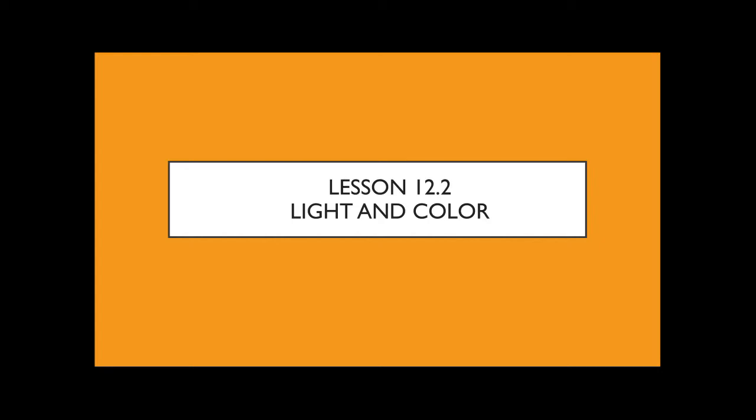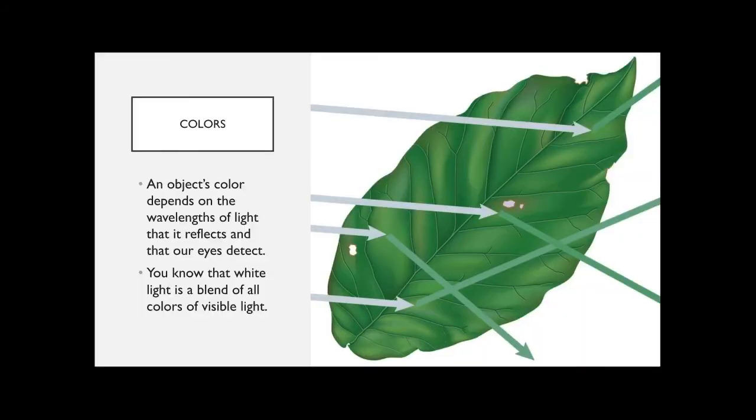In section 12.2, we are going to talk about light and colors and how we see colors, how our eye deciphers it, and what it means when we actually see an object that has a specific color. So the first thing that you need to know is that when you see the color of an object, it's actually because of the wavelength of light that that object is reflecting, and that is what hits your eye.